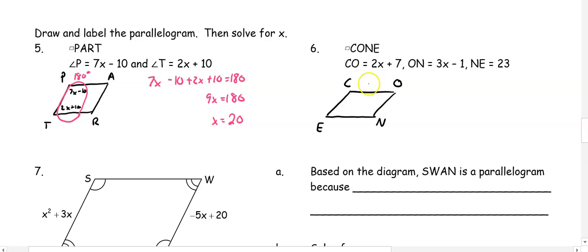It doesn't matter. So we know that CO is 2x plus 7, ON is 3x minus 1, and NE is 23. So we know that opposite sides have to be congruent. So the two opposite sides that have information are 2x plus 7 and 23. So those have to be equal to each other. So 2x equals 16, x is 8.